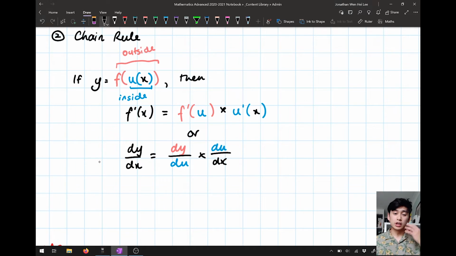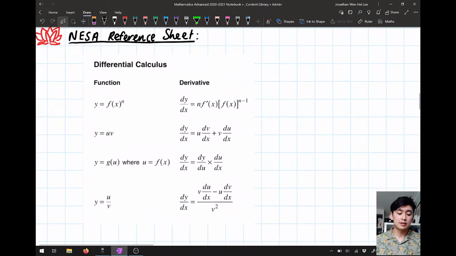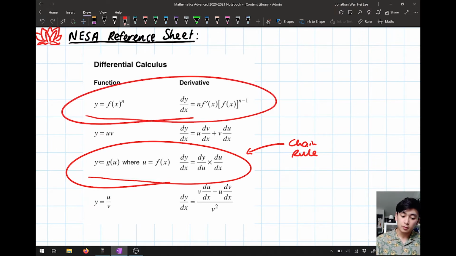This is also on your reference sheet. So on your Nessa reference sheet, you have all of these derivative rules that we're going to go through today, with the exception of that power rule in a bit. Now, the chain rule that I've just shown you is this one here. This thing here is that exact same chain rule. But we've also got another version of this chain rule, over here. This is a special case of the chain rule.